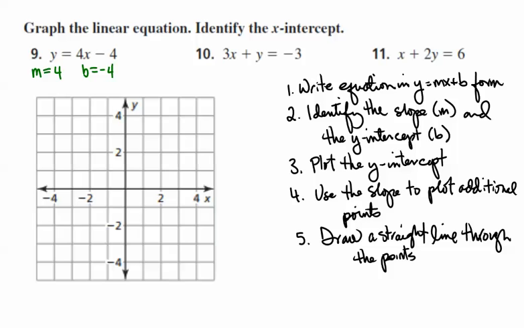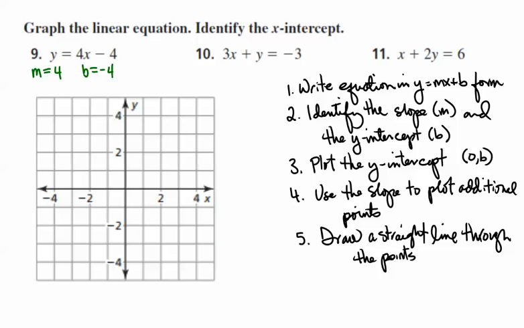So we want to make sure that our equation is in y equals mx plus b form. If it's not, we want to rewrite it as so. Two, we want to identify the slope m and the y-intercept b from the equation itself. Third, we're going to plot the y-intercept, that is, the point x is 0, y is b. Then we're going to use the slope to plot additional points. And finally, we're going to draw a straight line through the points. So let's see what that looks like here.